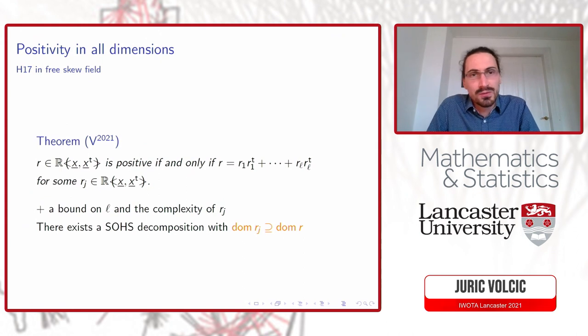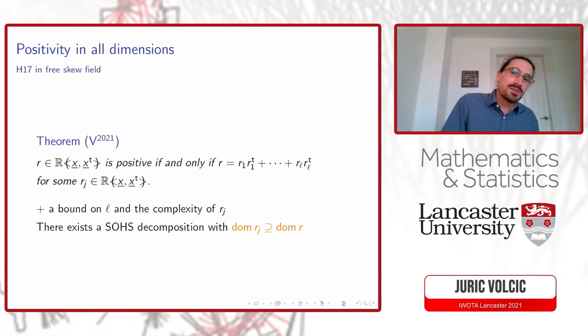But more recently, it was possible to push this past the singularities issues, and now we get an analog of Hilbert's 17th problem for the free skew field, namely an NC rational function is positive if and only if you can write it as a sum of Hermitian squares. Still, there's a bound on L, a bound on the complexity of the terms. It's a little bit weaker than in the previous case without singularities. However, you can always even ask for a nice situation where all these terms have a domain that contains the domain of the original function.